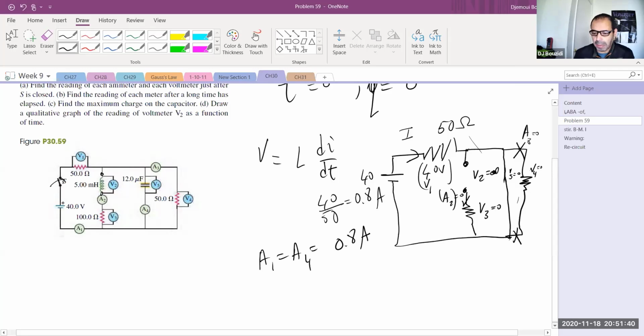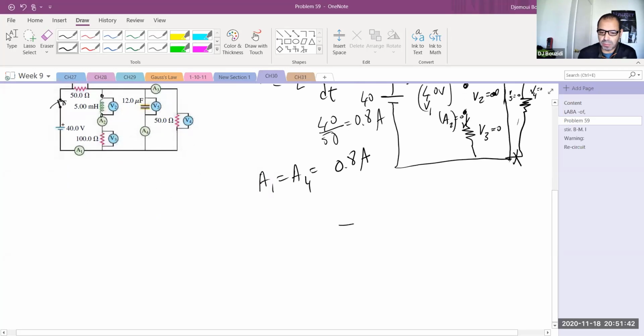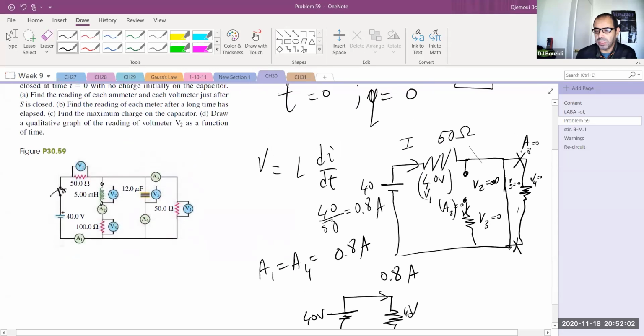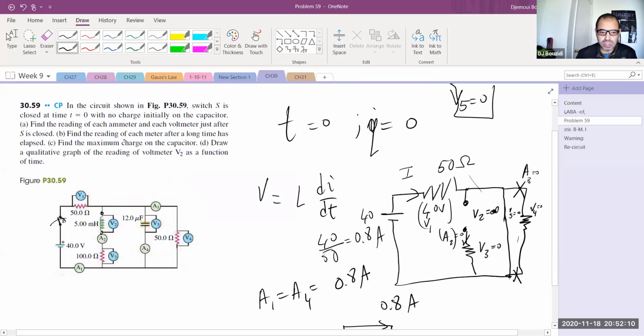This is how the circuit looks immediately after you throw the switch to the on position. This is as simple as it can get. You have 40 volts here, which is the same 40 volts here, and the current is going to be 0.8 amps. That's it, because the capacitor will short circuit this part, and this will be an open circuit immediately after. So that answers the first question.